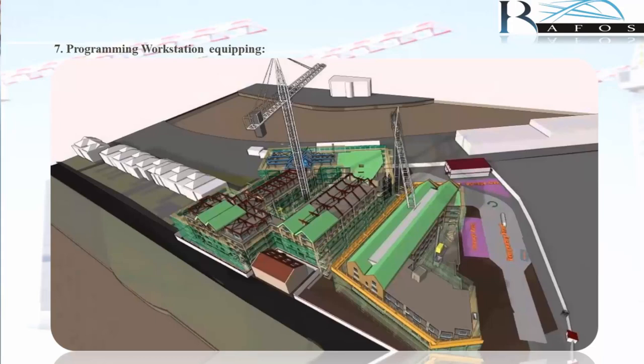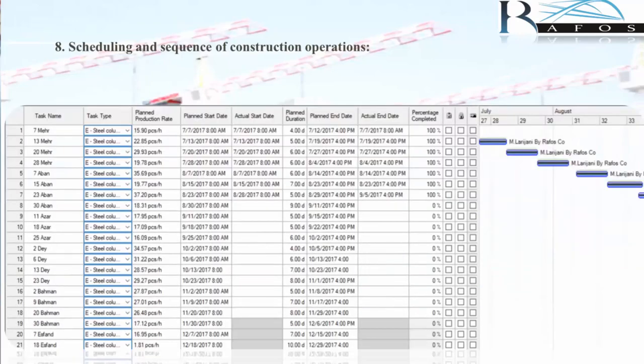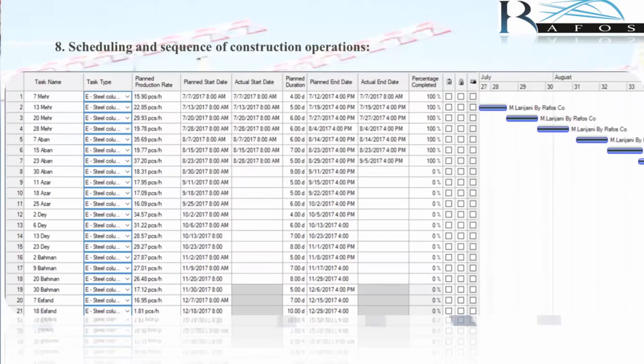Decide on options of quality standards and the assessment of the quality status. Scheduling and sequence of construction operations. Planning and scheduling of construction operations is one of the most important issues in the construction management process. This effort continues to be monitored continuously until the project goes off the right path.